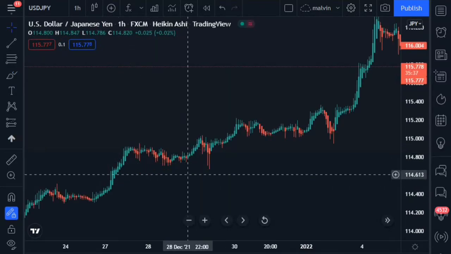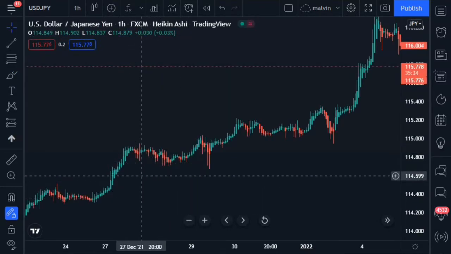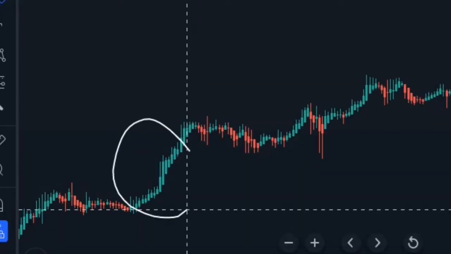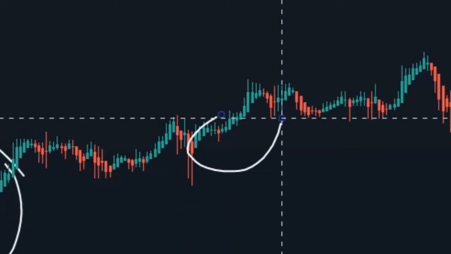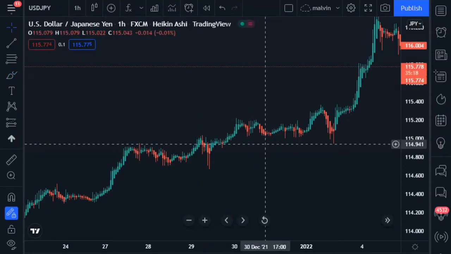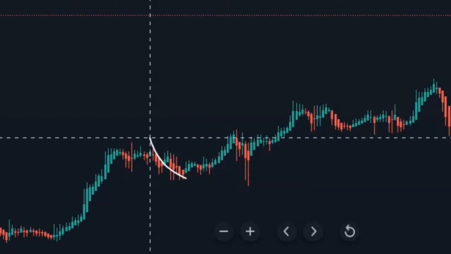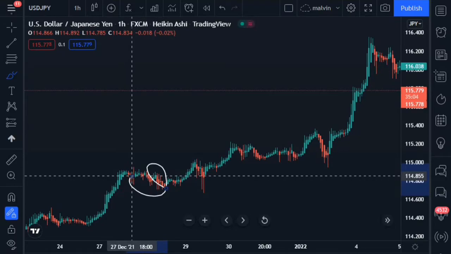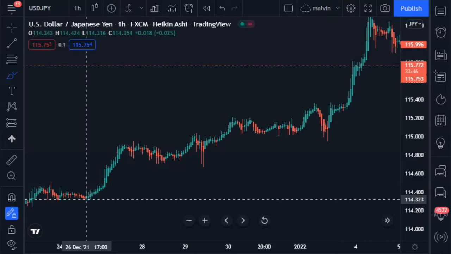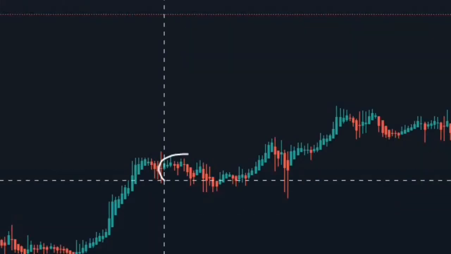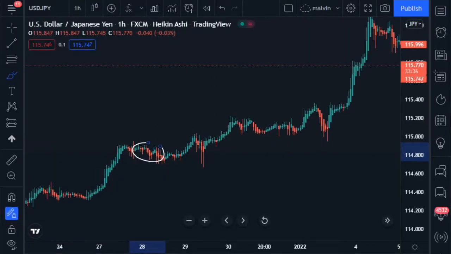Looking at the charts right here, we can see a main color coming up in the market. We are seeing more green candles here. This is telling us that price is going in an uptrend. Whenever you see these red candles, it is telling you there's a retracement in the market. So whenever you see price showing more green candles, it signifies that price is in an uptrend, and whenever you see a red candle, the market is in a retracement.